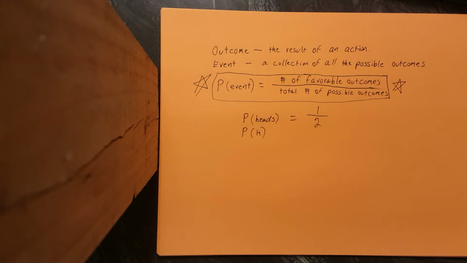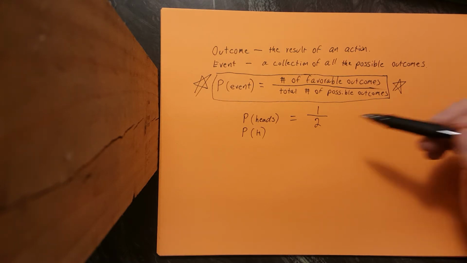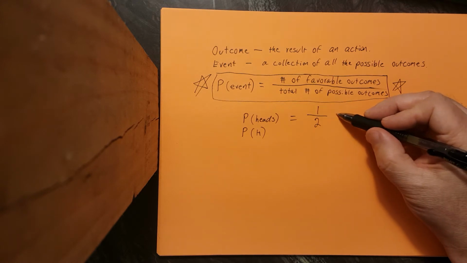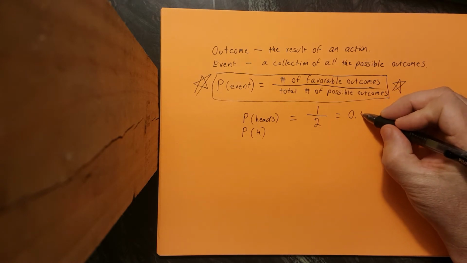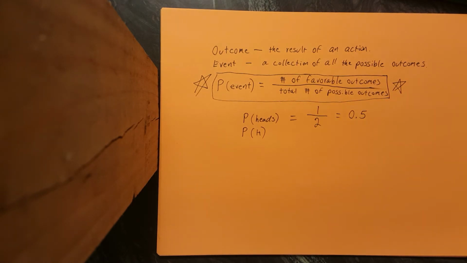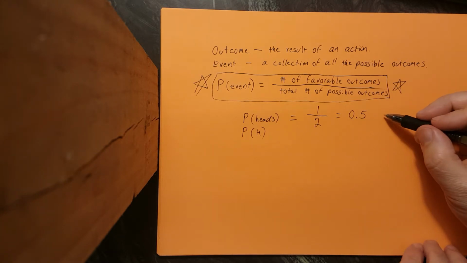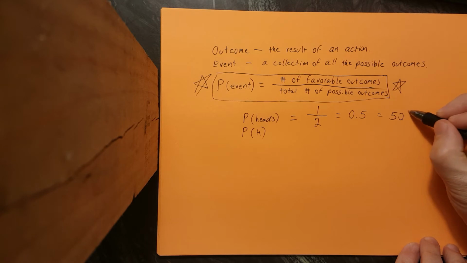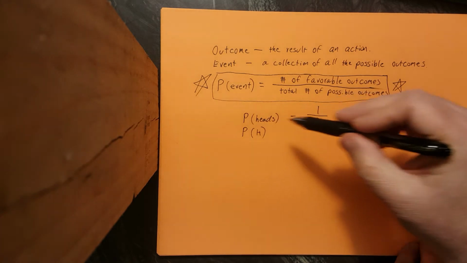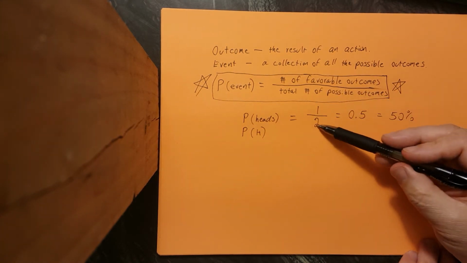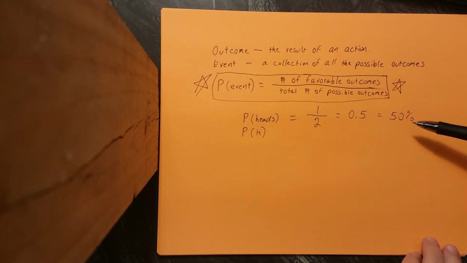Sometimes they're going to have you write that as a percentage or a decimal. So as a decimal, you do 1 divided by 2, which would be 0.5. Then, of course, to write it as a percentage, you multiply it by 100, or move the decimal point 2 places to the right. And those are the 3 ways to write probability: as a fraction, as a decimal, or as a percentage.